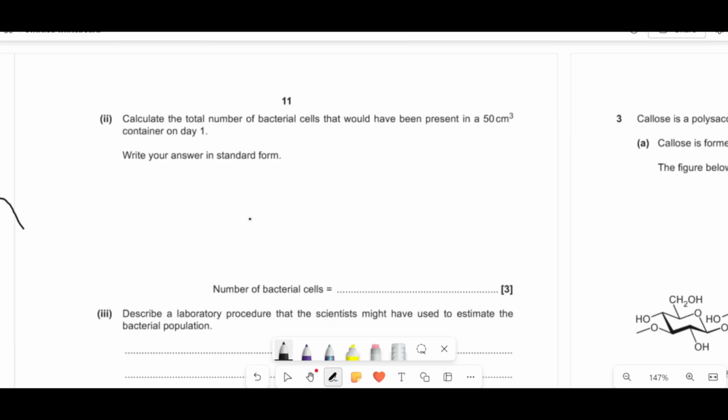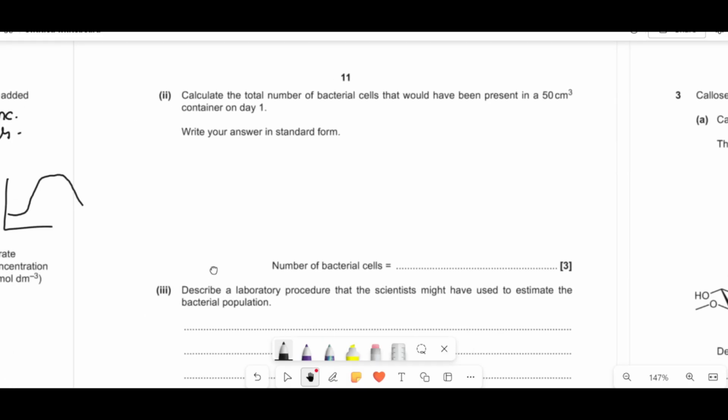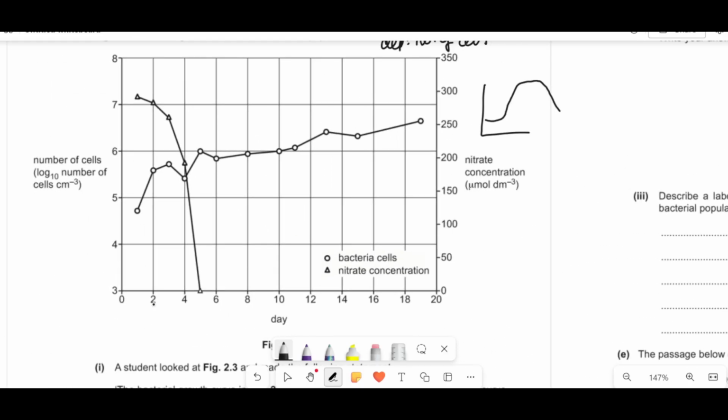So it says, calculate the total number of bacterial cells that will have been present in a 50 centimeter container on day 1, write your answer in standard form. So we're looking at day 1. If I draw a line here, we're looking for where this, remember, is the nitrate, right? So be careful, don't get thrown off by that. We're looking for the bacterial cells, which is here. Now that's about 4.7, right?